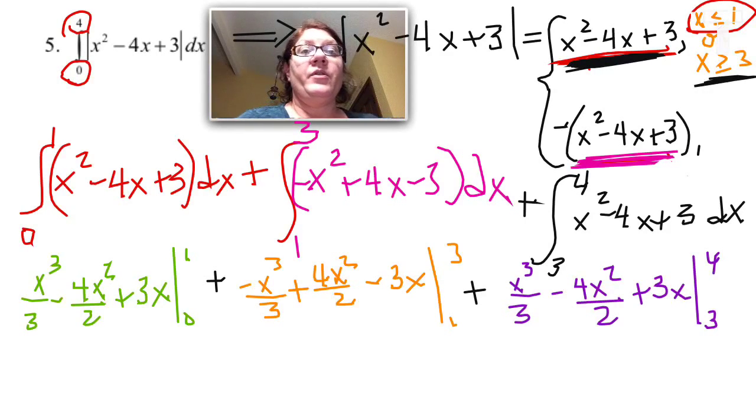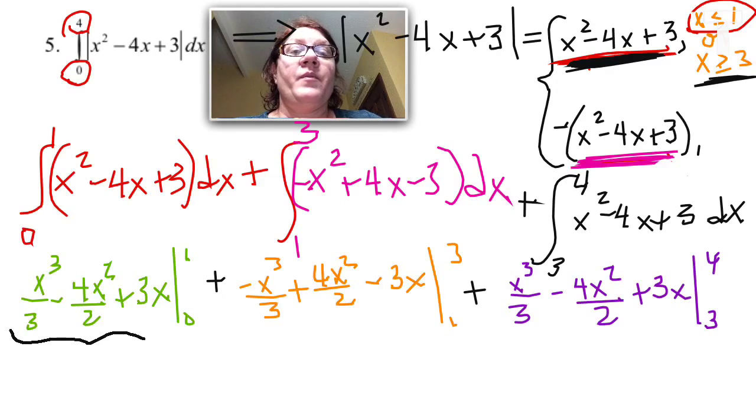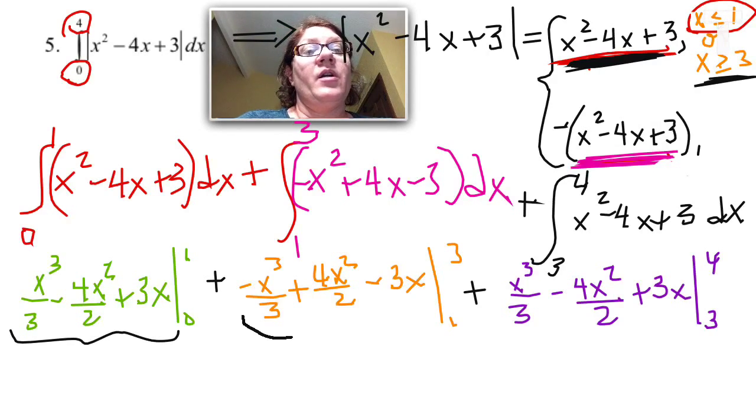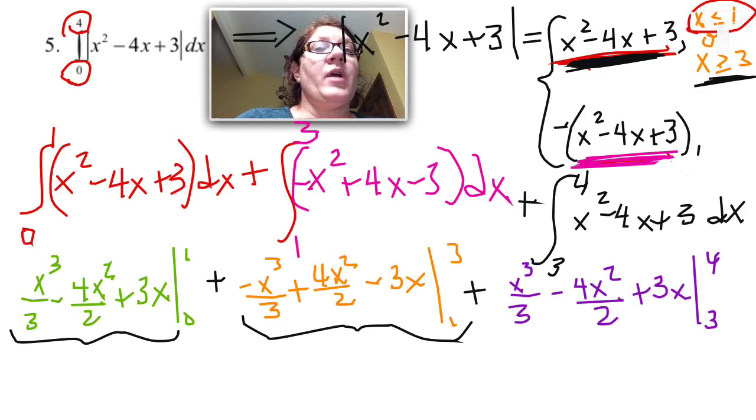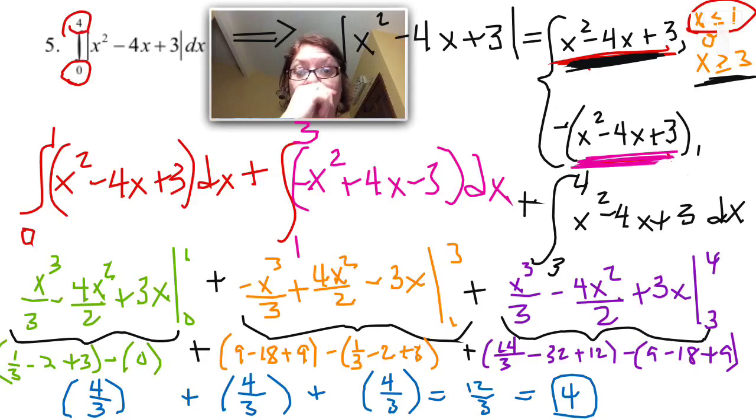So hopefully you were able to take the antiderivatives okay, and you got all your signs correct and all that good stuff. And so now you need to start plugging in and doing the subtraction part for each piece. Remember, you're going to substitute in 1 and then subtract substituting in 0. And here you're going to substitute in 3 and subtract substituting in 1. And here you're going to substitute in 4 and subtract substituting in 3. So pause and see if you can do that correctly.